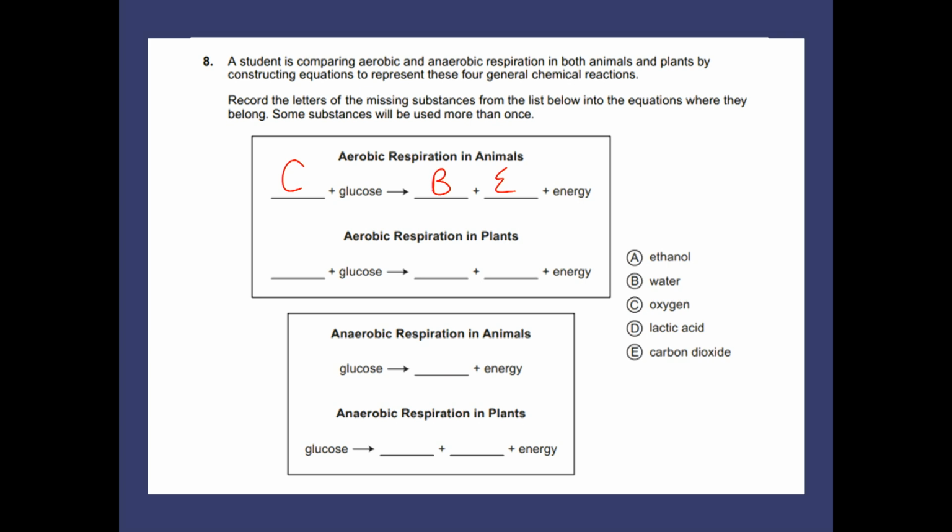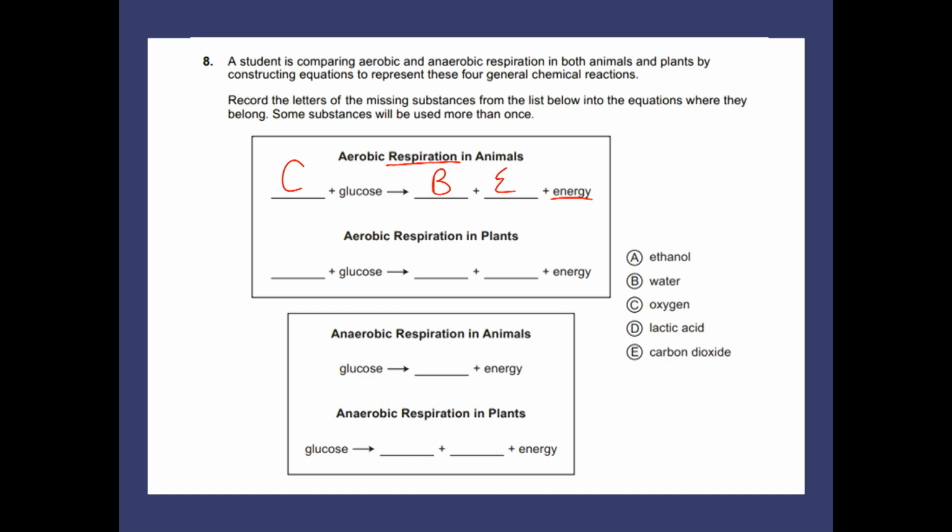So C is oxygen plus glucose is going to yield water, carbon dioxide, and energy. Okay, so that makes sense. When you get glucose and oxygen together, that is going to make water and carbon dioxide. Up here, this is aerobic respiration in animals. So we breathe in oxygen, we get glucose in our diet, we use that to make a byproduct that is water, a byproduct that is carbon dioxide, and the main thing we want is that energy.